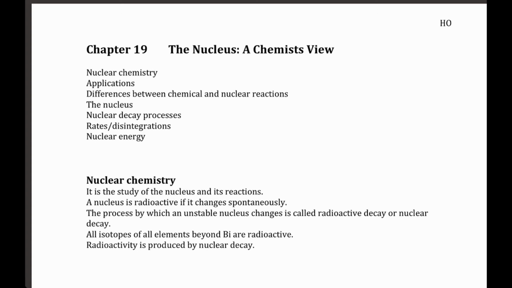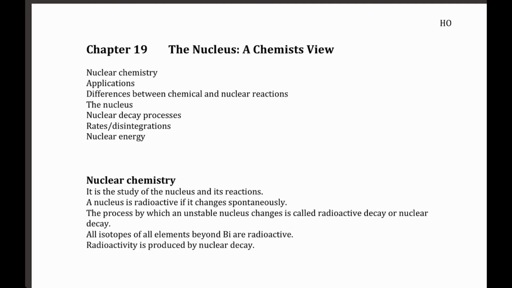Chapter 19, The Nucleus, A Chemist's View. Our outline is nuclear chemistry, applications, differences between chemical and nuclear reactions, the nucleus, nuclear decay processes, rates and disintegrations, and nuclear energy.